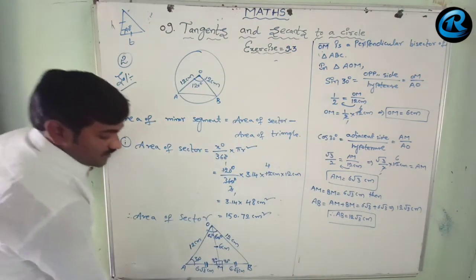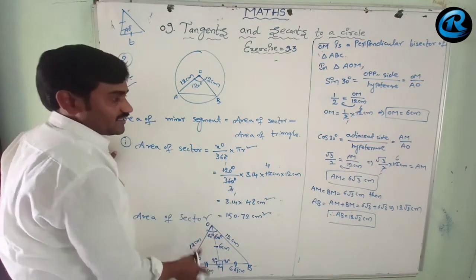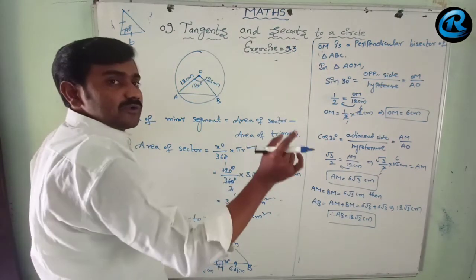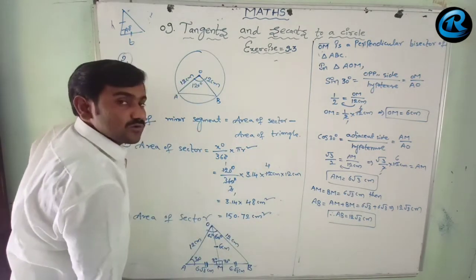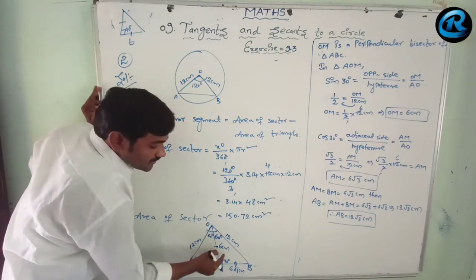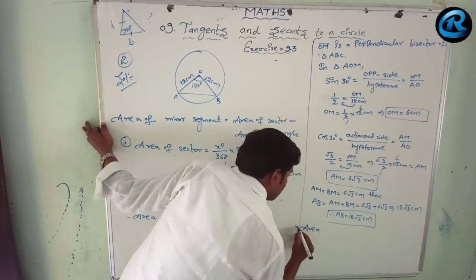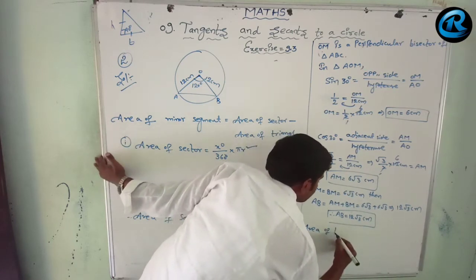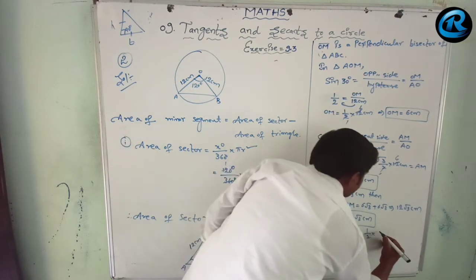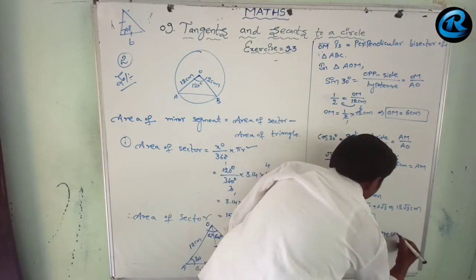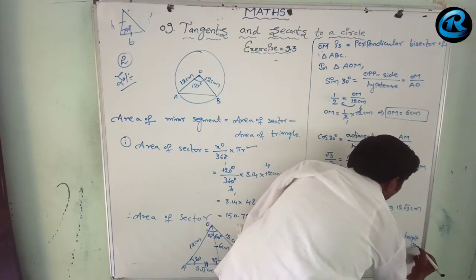Now we got base and also height. Base height find out cheyadaniki inta chesam. Area of triangle formula enti 1/2 into base into height. The base is AB. AB ఎంత వచ్చింది ఇప్పుడు 12 root 3 centimeters. Height ఎంత వచ్చింది OM 6 centimeters. So area of triangle, formula 1/2 into base nothing but AB into height is nothing but OM.